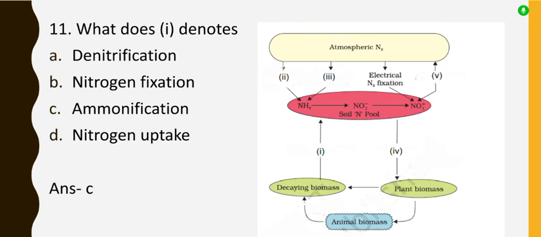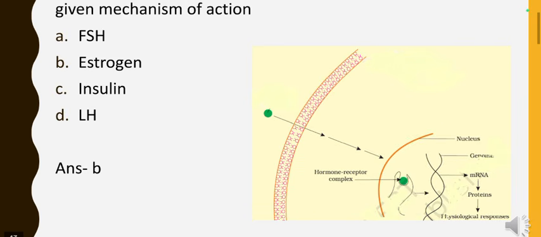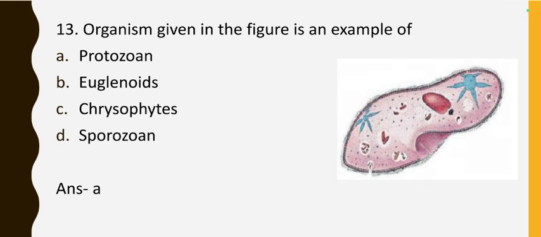What does 1 denote here? The 1 denotes here is ammonification. Which of the following is an example of hormone that has given mechanism of action? So it is estrogen. Organism given in the figure is an example of protozoa.